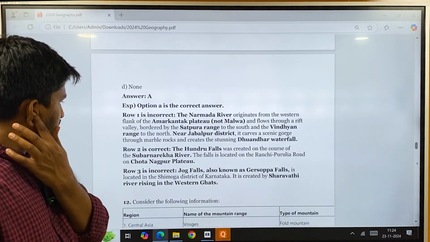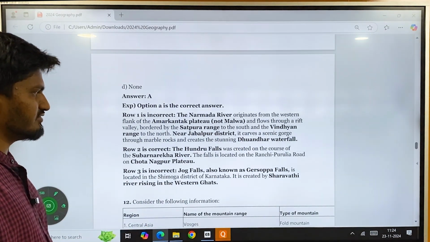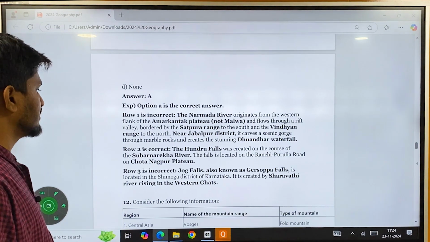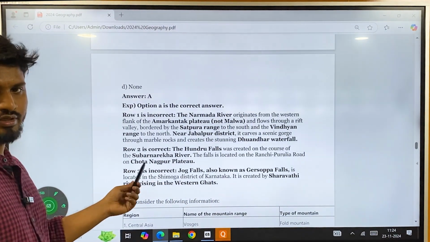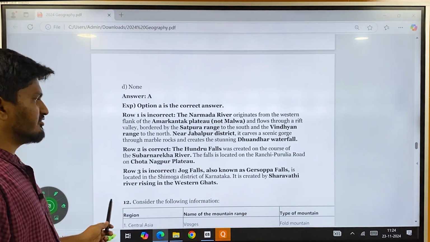It was created on the course of the Subarnarekha river. This falls is located on the Ranchi-Purulia road in the Chotanagpur plateau. So the region is also correct. The river is also correct, and the falls is also correct.